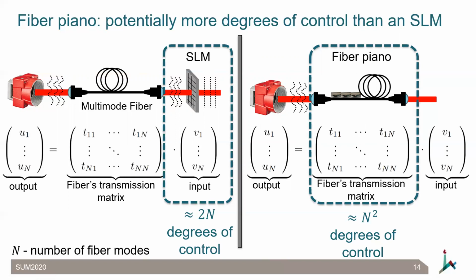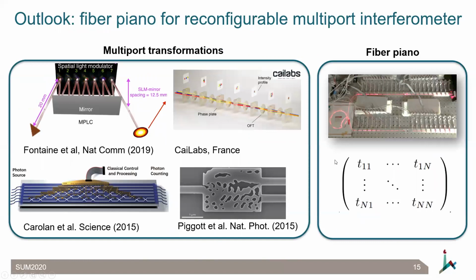This is very nice because this approach can open the door to really engineering the transmission matrix of the fiber and not just the input. Now, one might ask, why would we want to have more degrees of control than the number of guided modes in the fiber? The answer is that by controlling the transmission matrix of the fiber, you can control the output for multiple different inputs simultaneously. And in that sense, we can turn the fiber piano into a reconfigurable multiport interferometer.